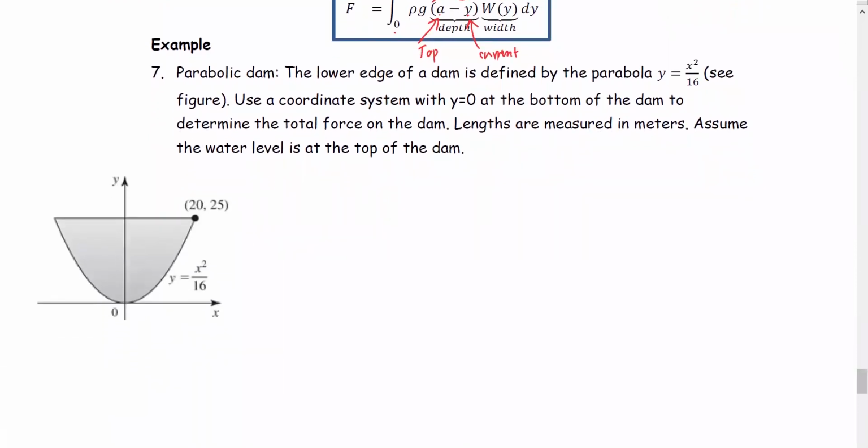Parabolic dam. The lower edge of a dam is defined by a parabola y equals x squared over 16. Use a coordinate system with y equals 0 at the bottom of the dam to determine the total force on the dam. Lengths are measured in meters. Assume the water level is at the top of the dam. Given that rho, the density of the water, is 1,000 kilograms per cubic meter, and g is 9.8 meters per second squared.